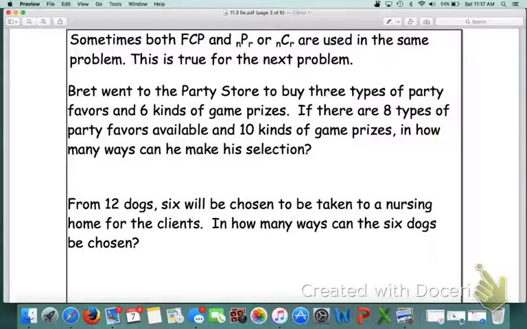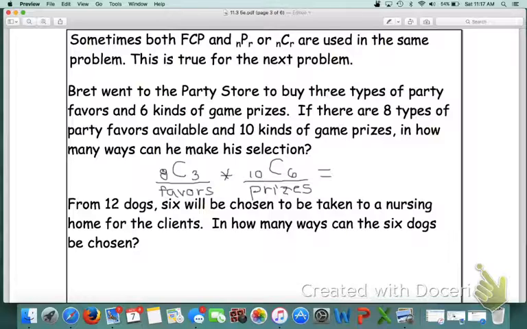So, when we look at this, the very first slot we're going to have is going to be favors, and we're going to multiply that by another slot of game prizes. Now, within the favor slot, we have 8 to choose from, but we're only going to pick 3. Within the game prizes slot, we have 10 to choose from, but we're only going to pick 6. Now, we saw an example similar to this when I looked at senators and representatives a few problems back. I just didn't mention it to you at that point.